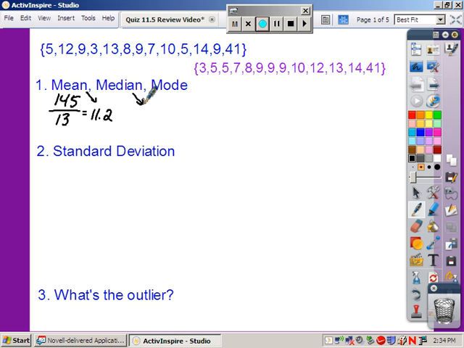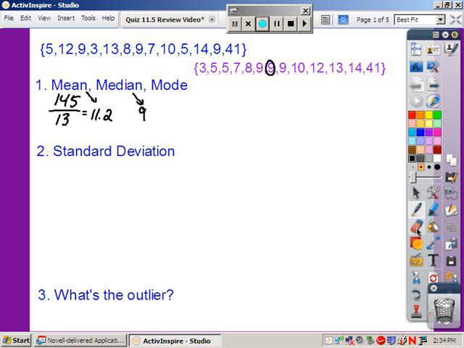The median is the reason why you put the numbers in order. You want the middle number. So there are 13 of these. Right now, I would say I want 6 on each side of the middle. So I got 1, 2, 3, 4, 5. There's the 6th number. It means this one is the median. So the median is 9 for the middle number.